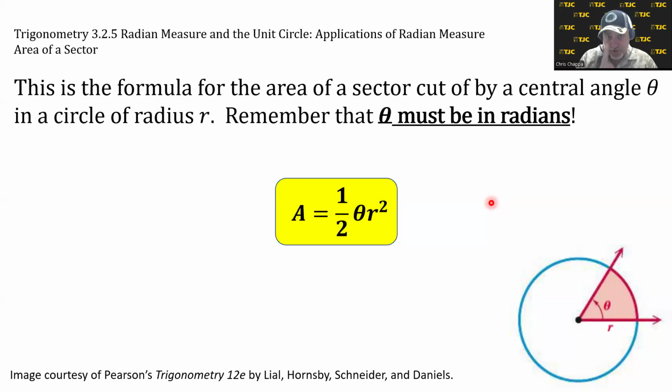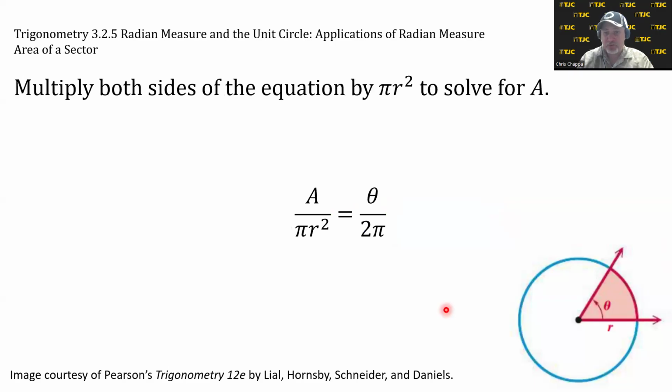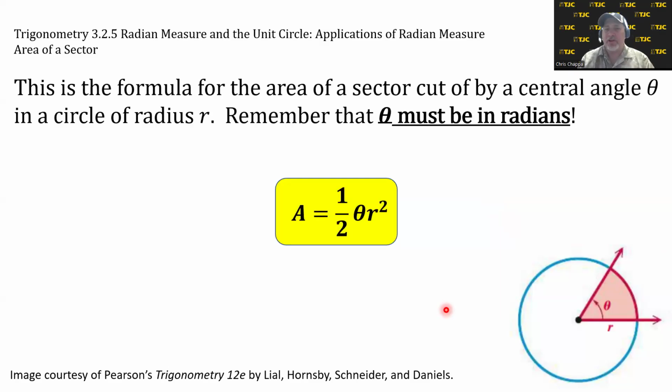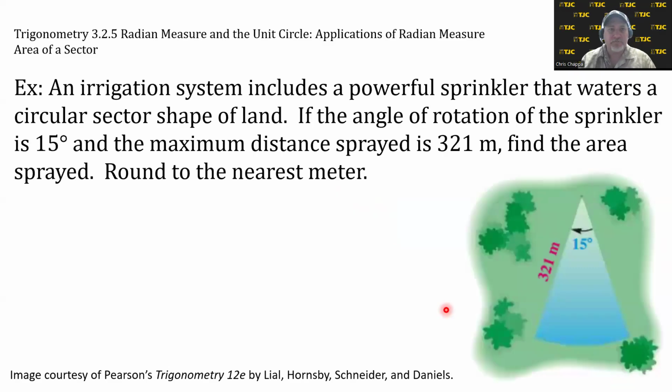This is the formula for the area of a sector cut off by a central angle of theta in a circle of radius r. Remember, theta must be in radians. It has to be in radians for this formula because we assumed radians with the 2 pi. If we assumed degrees, we would have put a 360 where the 2 pi is and gotten a different looking formula. So this formula assumes that we're in radians.